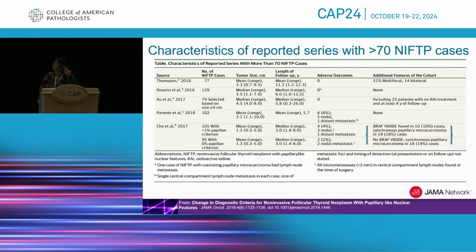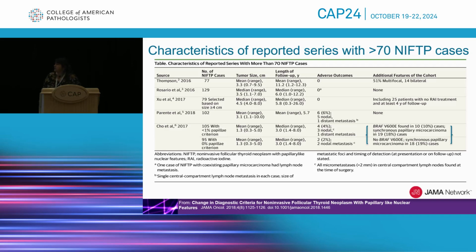And this stems from these studies that I mentioned before that looked retrospectively at cases of NIFT-P when we applied the criteria. And we saw that for the vast majority of these retrospective studies, the course was very indolent. However, when we applied the criteria of less than 1% papillary formation, you can see in the bottom the last two papers mentioned that we had some adverse outcomes.